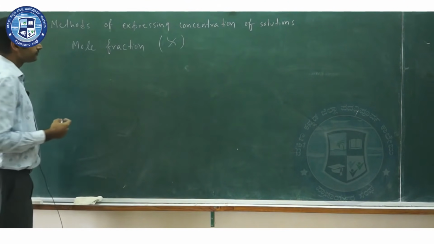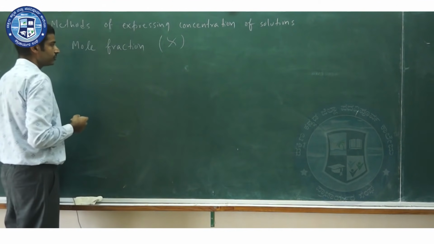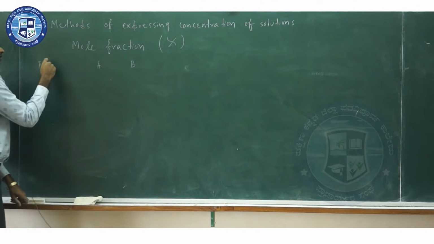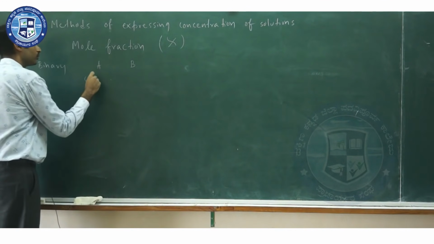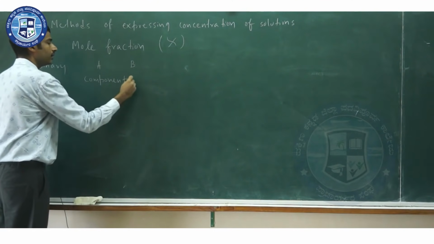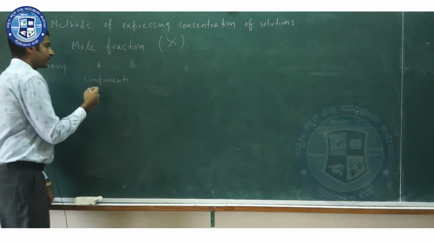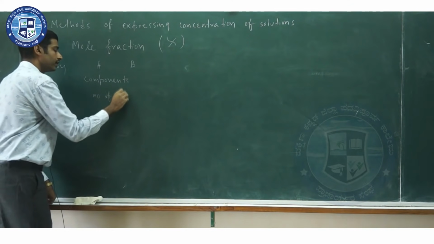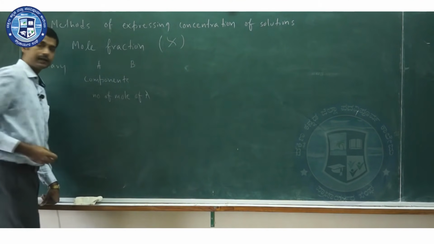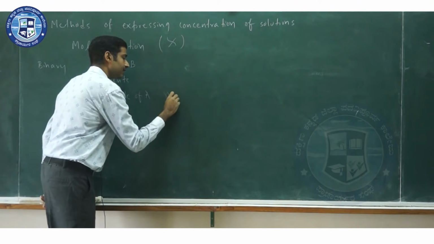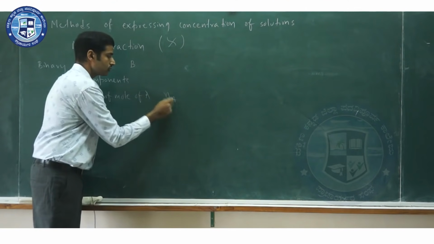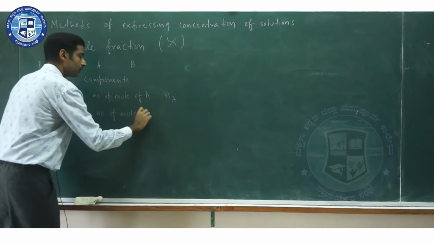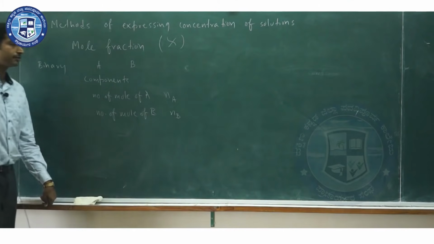Let me consider, say, 2 components in a solution. I have got a binary solution and the components are A and B. This is a binary solution and the components are A and B. I might express the amount of A in terms of number of moles of A. I will write this as N subscript A, number of moles of A. Similarly, number of moles of B will be shown as N subscript B.